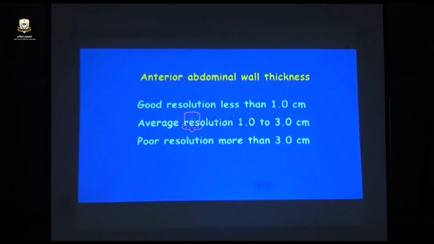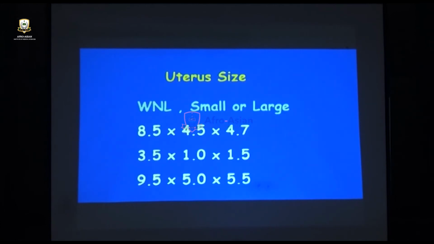Anterior abdominal wall thickness. I don't know how many of you measure anterior abdominal wall thickness in every patient. If I see the anterior abdominal wall thickness of the patient who is either pregnant or having the gynae study more than 3, I call it the poor resolution. I'll always start with the sentence, technically difficult patient to scan. And anything which is less than 1 centimeters is a good resolution. Try that when you scan.